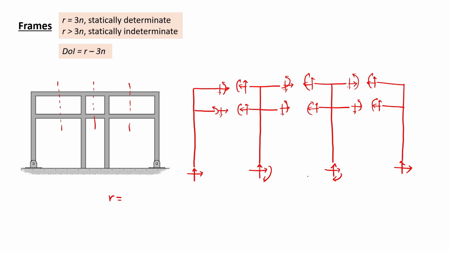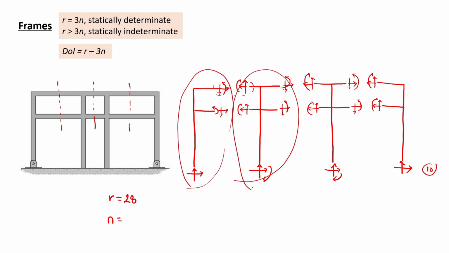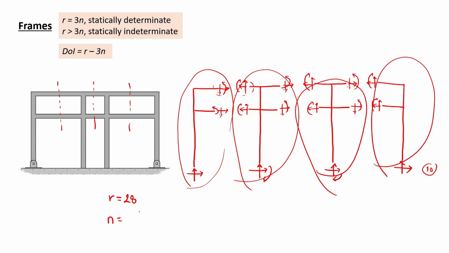1, 2, 3, 4, 5, 6, 7, 8, 9, 10 over here, right? And then 3, this is the same point, so 3, 6, 9, 12, 15, 18. So 18 plus 10 will be 28 number of unknown reactions, and n is number of free body diagram sections that we have here. It's like 1, 2, 3, and then 4. So 3n would be 3 times 4, 12. Degree of indeterminacy would be r minus 3n. 28 minus 12 equals 16. So this structure is also statically indeterminate to the degree of 16.